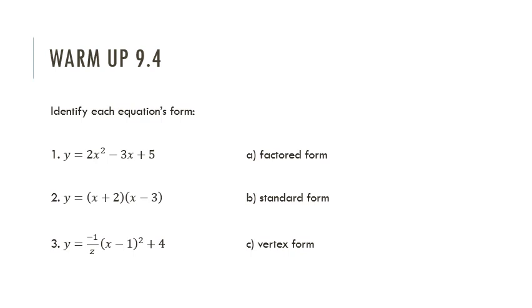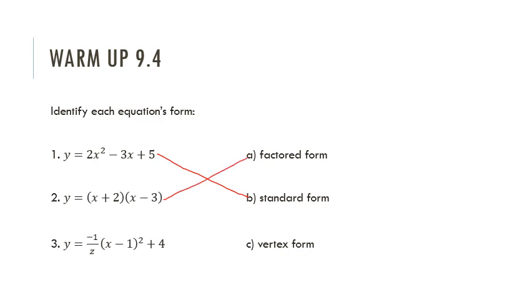I want to review how to tell which form is which, right? So here we have one of each of the three kinds. So which is which? This first one says 2x squared minus 3x plus 5. There's no parentheses or anything like that. That is standard form. Next one, I see two sets of parentheses. This has been factored. Clearly, it is in factored form.